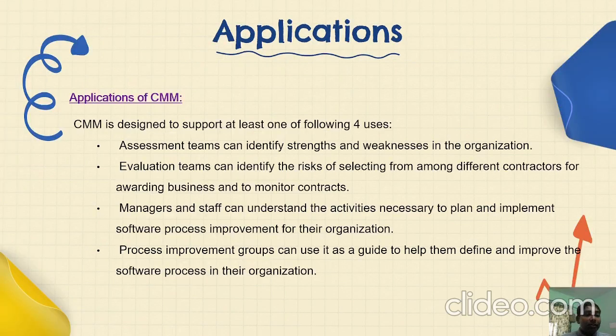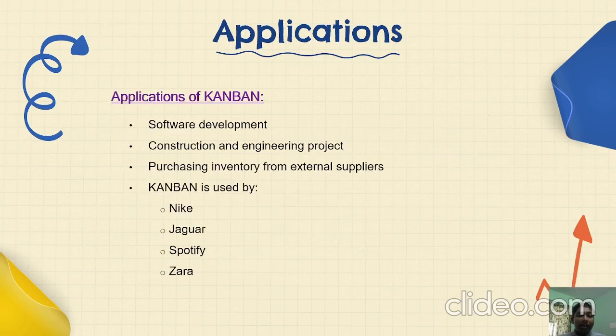So here are the applications of CMM. CMM is designed to support at least one of the following four issues. The first one is assessment. Teams can identify strength and weakness in the organization. Second one is evaluation. Teams can identify the risks of selecting from among different contractors for awarding business and to monitor contracts. Managers and staff can understand the activities necessary to plan and implement software process improvement for their organization. Process improvement groups can use it as a guide to help them define and improve the software process in their organization. Applications of Kanban are software development, construction and engineering projects, and purchasing inventory from external suppliers.